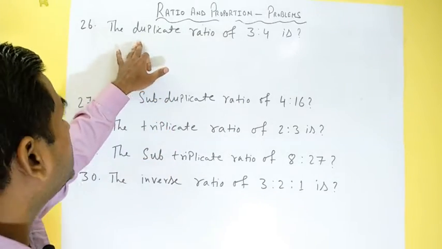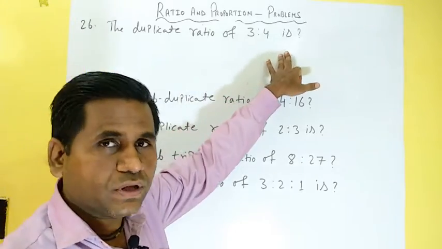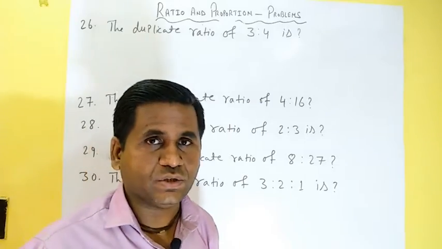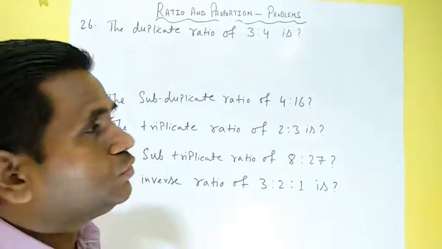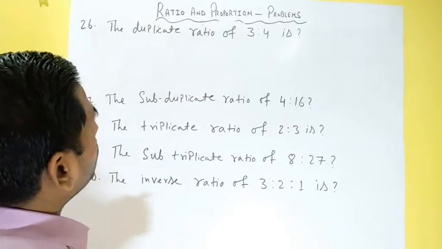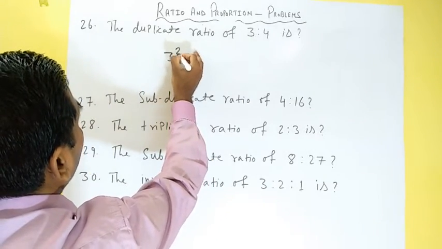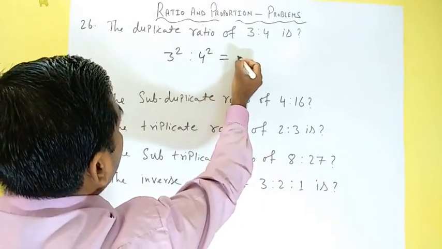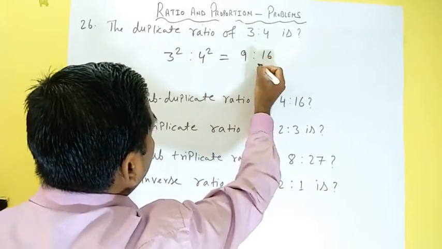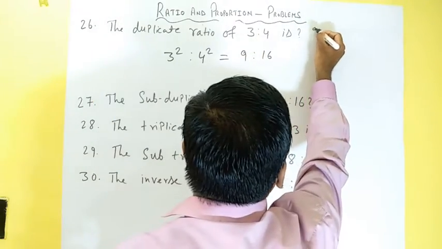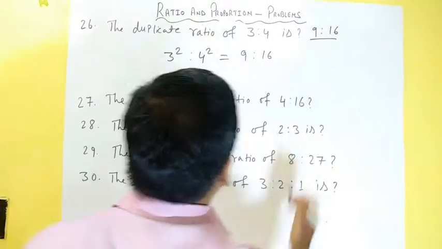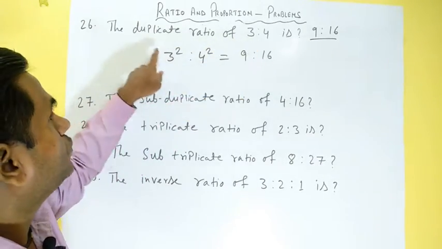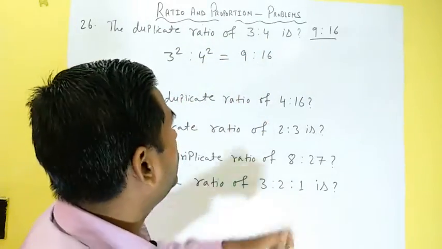So first question, it says the duplicate ratio of 3:4 is. Duplicate means nothing but the square. Okay, square of the given ratio. So here the given ratio is 3:4. So the duplicate ratio of 3:4, we can write it as, I told you, square, right? So 3 square, 4 square. So it will become 9:16. So this is the answer, 9:16. Okay, so duplicate ratio means the square of the given ratio. So the duplicate ratio of 3:4 is 9:16.